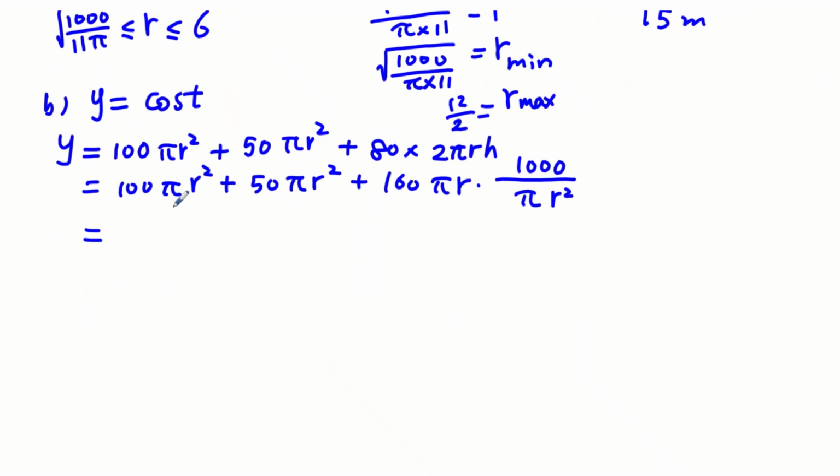So we combine the like terms, 150 pi r squared. This one pi r cancels out. We have 160,000 over r. In order to find the minimum or maximum, we want to find the derivative. So we are going to find dy over dr equals.